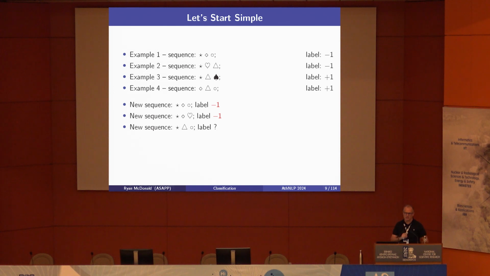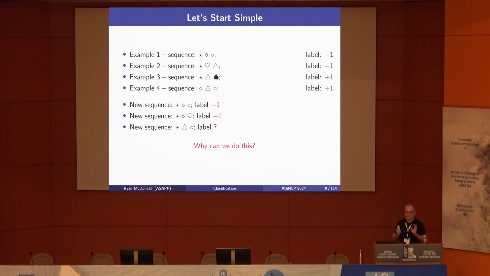And we're going to talk about this a little bit. How do we represent features and what that means? Okay, what about this new sequence? Star, diamond, circle. People think +1.